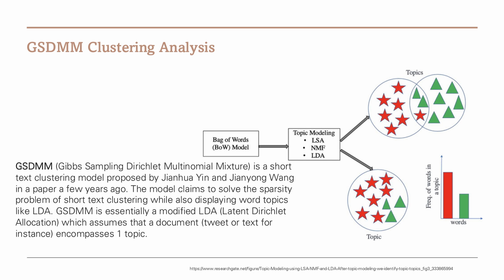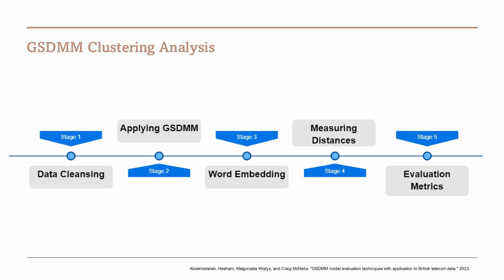Then, here are the steps of applying it. First, I get the data. I do data cleansing to remove all unwanted letters, all non-English letters, and all words which are not suitable for our data. Then I apply GSDMM clustering until I get the number of clusters I need. And then I apply word embedding.